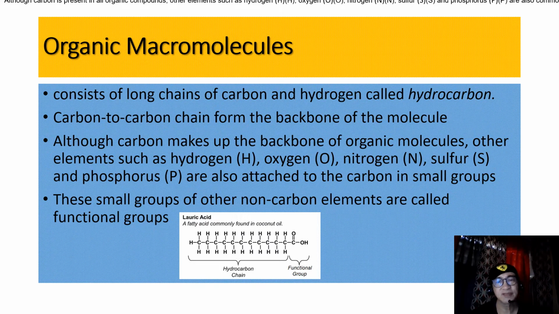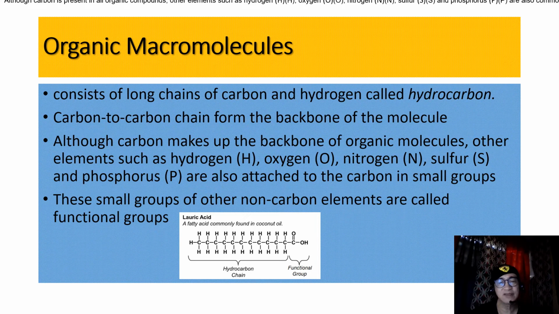Organic molecules that make up the bulk of the animal body consist of long chains of carbon and hydrogen called hydrocarbons. The carbon atoms form covalent bonds with each other to form the backbone of the molecule. Although carbon atoms make up the backbone of organic molecules, other elements such as hydrogen, oxygen, nitrogen, sulfur, and phosphorus are also attached in small groups to the carbon atoms, and these are called functional groups.